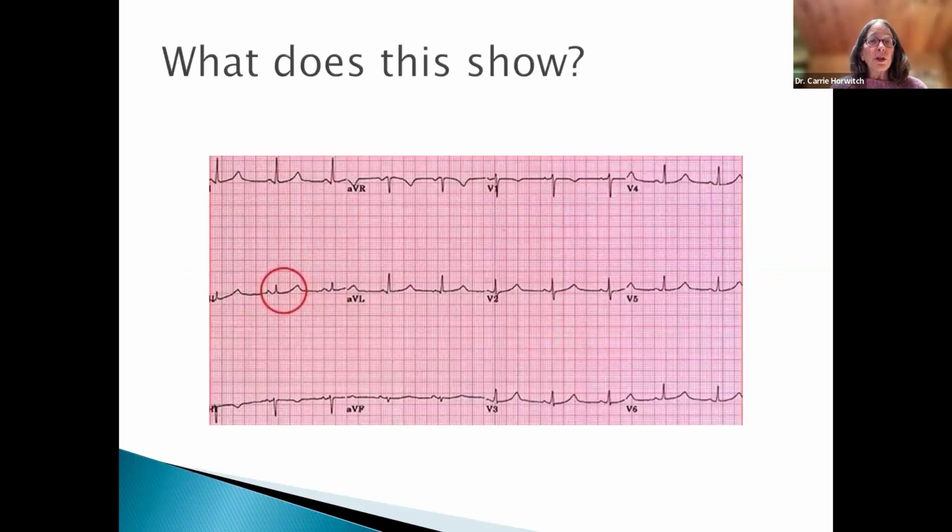Okay, so the circle is helpful here, but again, if we're thinking rate, rhythm, intervals, ST elevation or depression. So here the rate is kind of borderline, but about 60. Rhythm, sinus. Our intervals is where we see a problem. So the PR interval looks normal, the QRS interval looks normal, but the QT interval is prolonged.